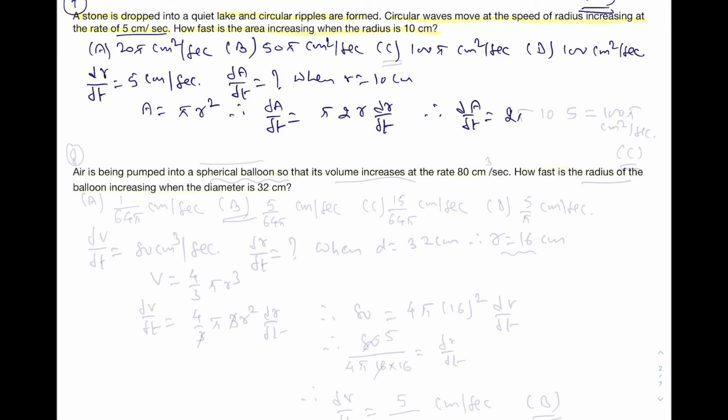So 2 pi, what is r? r is 10 and dr by dt is 5. So the answer is 100 pi centimeter square per second. So 100 pi centimeter square per second. Okay, so C option is there. Okay, next let us see.